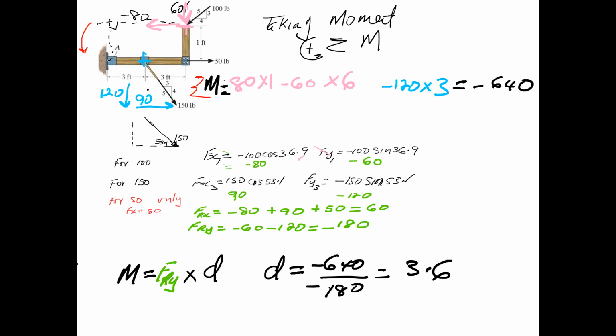All right, the last one now. For the 90, the 90 is going to run right through here. Because in the 150 force, the 90 component is going to run right through.